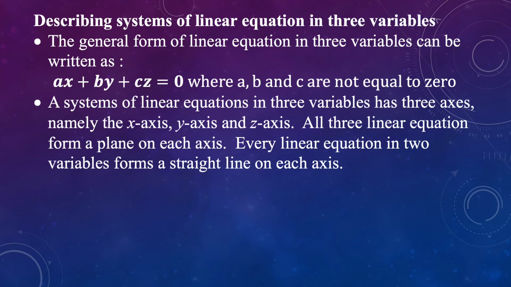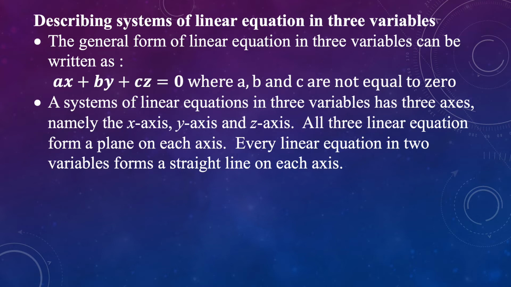Okay, let's see how to describe a linear equation in three variables. The general form of linear equation in three variables can be written as ax plus by plus cz equals 0, where a, b, and c are not equal to 0.